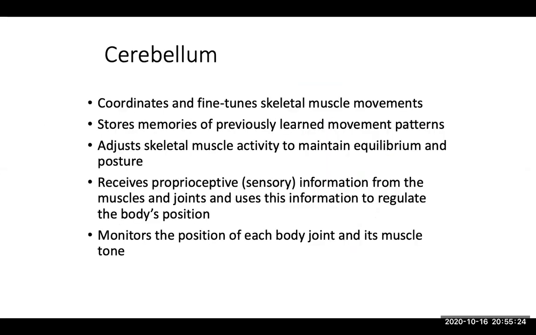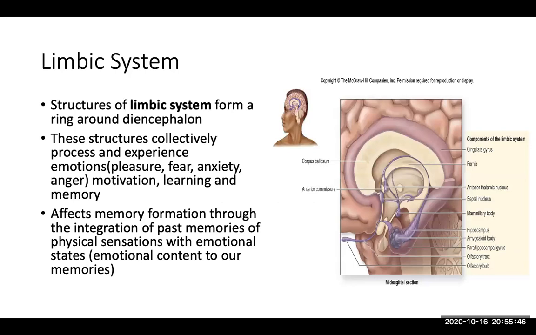These are the functions of the cerebellum. It's all about fine-tuning skeletal muscle movements, balance, equilibrium, posture, and storing memories of previously learned movement patterns like riding a bike. It will receive sensory information from muscles and joints to regulate the body's position, and it will also monitor the position of each body joint and its muscle tone.